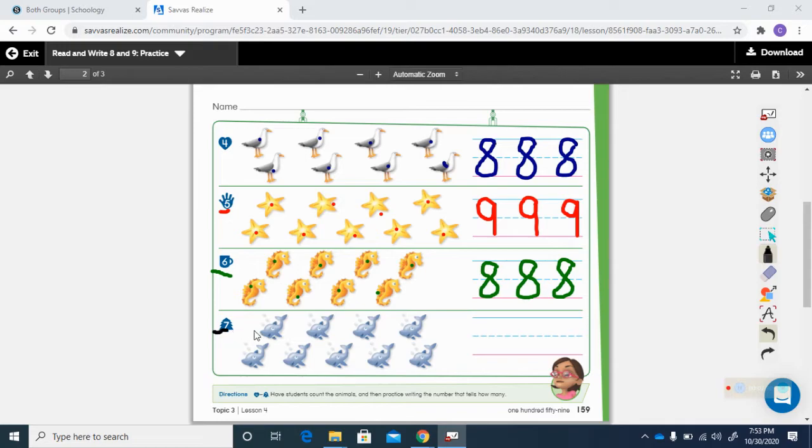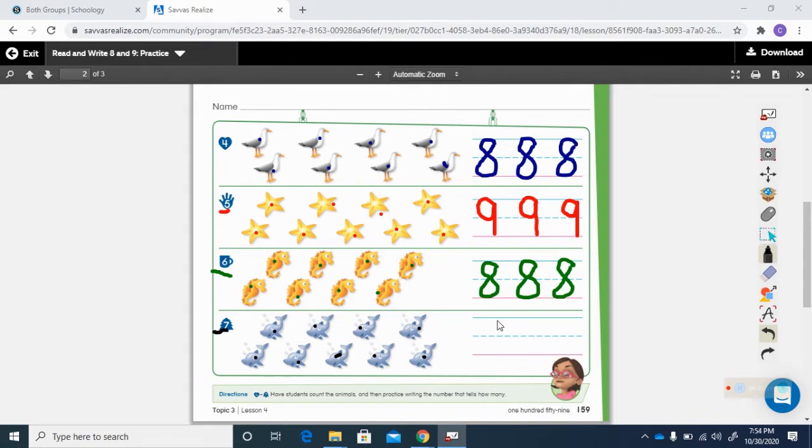Let's look at number 7. These are dolphins. Let's count the dolphins. 1, 2, 3, 4, 5, 6, 7, 8, 9. How many dolphins do we have? We have 9 dolphins. Good job.